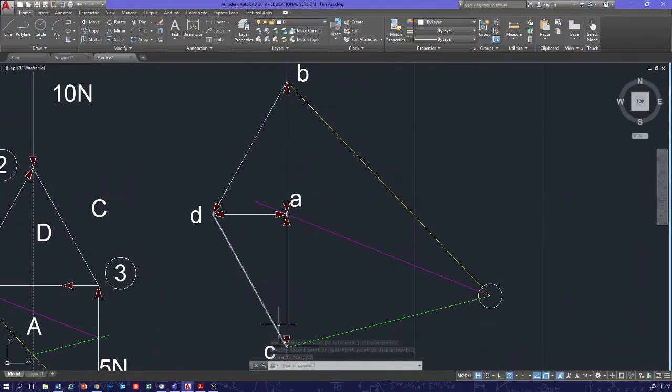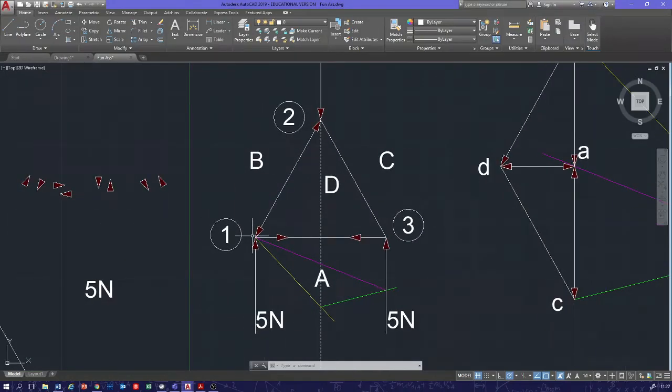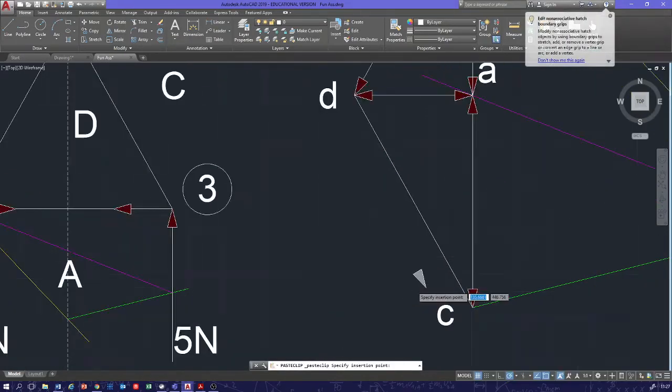So D to C must be coming down this way. And again, we need an arrow for that. So let's put this in the right place.